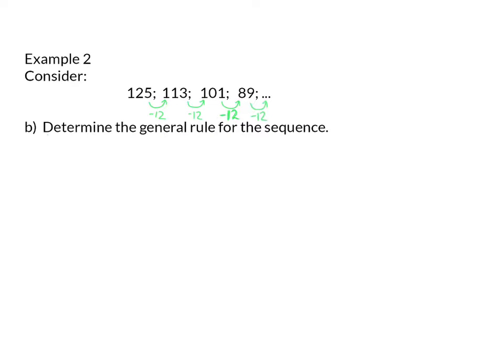Question B. Determine the general rule for the sequence. For this, we will once again start off saying that Tn is the constant difference times n. So at the moment, the general formula says we are starting at minus 12 and then subtracting 12 every single time, which is not correct. To get to the correct values, we still need to add quite a big number, and that number is adding 137. This 137 will then also be our c value.